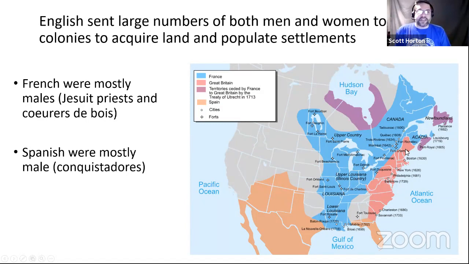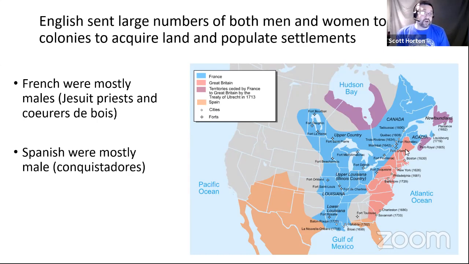A second reason, the English sent large numbers of both men and women to colonies to acquire land and to populate their settlements. So there's large numbers of both genders coming to the British colonies. And you can see the empires here in the map, and you'll see very similar maps to this as we go along the way here. The blue in this case is the French Empire, and the reddish color there is the British Empire, and the orangish color at the bottom there is the Spanish.